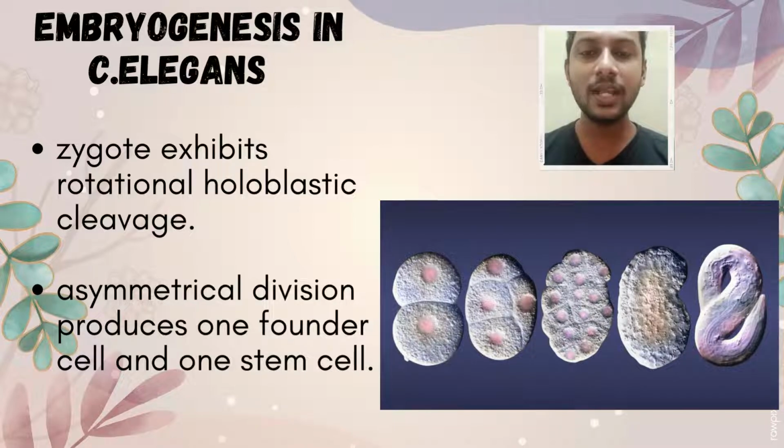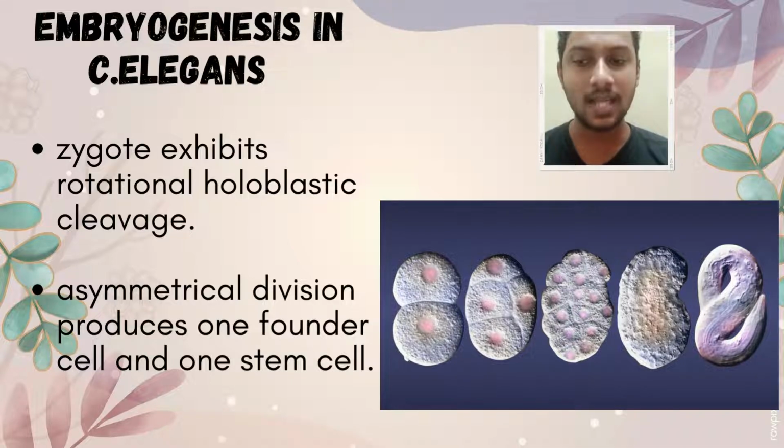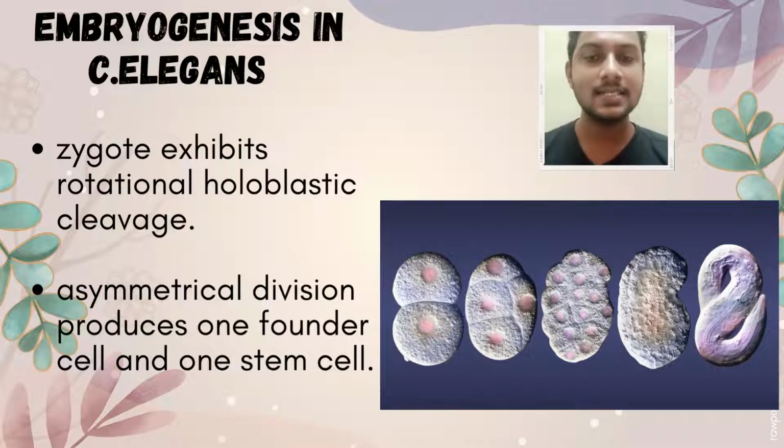During embryogenesis, the zygote exhibits rotational holoblastic cleavage. Each asymmetrical division produces one stem cell and one founder cell. Physically asymmetric division of the C. elegans zygote ensures invariably successful embryogenesis.